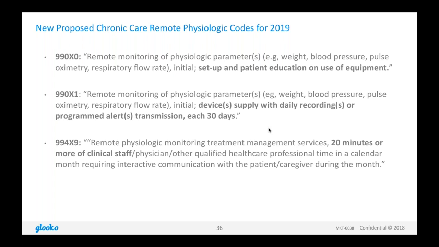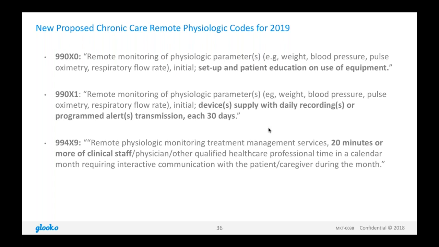Now this is important because this is a specific code just to train or educate the patient on the use of the equipment. Right now in 2018, there's only one code, 99091, and that includes the patient education. So they've separated out the patient education and given it its own specific code, and it will have a reimbursement value when it becomes effective.